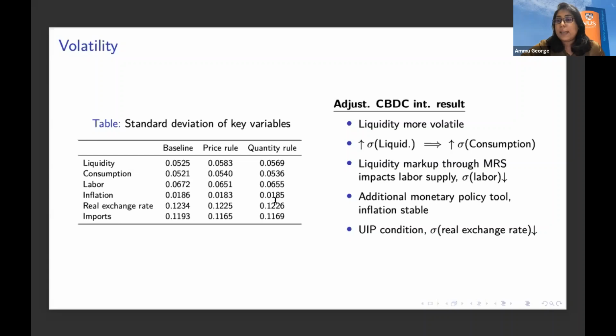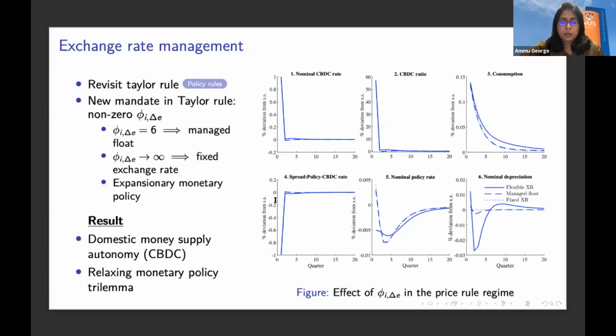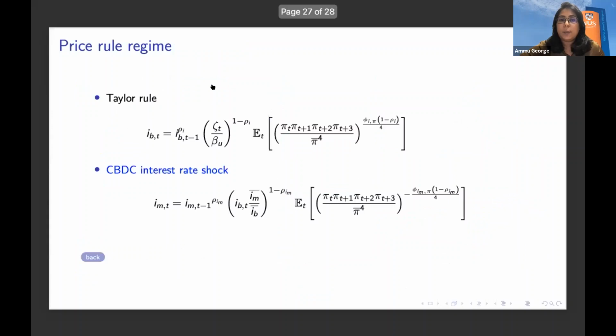We also wanted to see a situation where the mandate of the central bank is not only for price stability, but it also wants to manage the exchange rate. So let's revisit the Taylor rule under the price rule regime. The price rule regime has a Taylor rule where the bond interest rate reacts to inflation, and a CBDC interest rate rule where the CBDC interest rate also reacts to inflation.